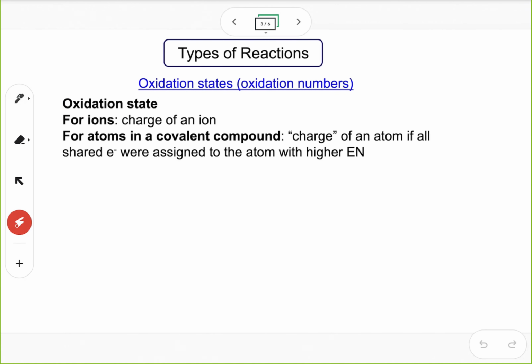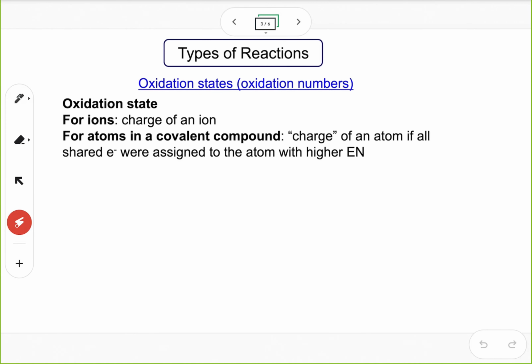Well, let's talk about the oxidation state for ions or the atoms in a covalent compound, okay. For ions, the oxidation state would be the charge of the ion, okay. But for an atom in a covalent compound, the oxidation state would be the "charge." Remember the quote sign here? The charge here is not the charge in the ion. Okay, so we'll talk about the examples in a moment.